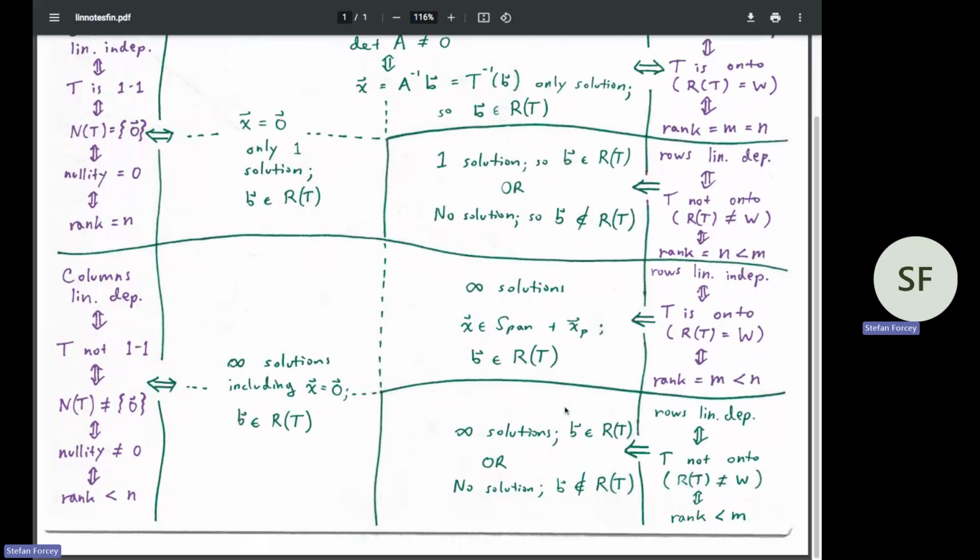If both the columns and the rows are linearly dependent, then it's not onto, it's not one-to-one, nothing is true. The rank is smaller than M, but that's about all that we know. And it could be infinitely many solutions or no solution, depending on whether that row of zeros runs into a contradiction or not.